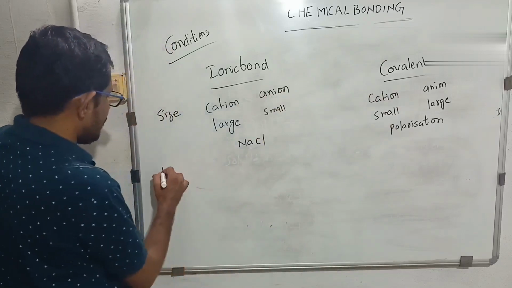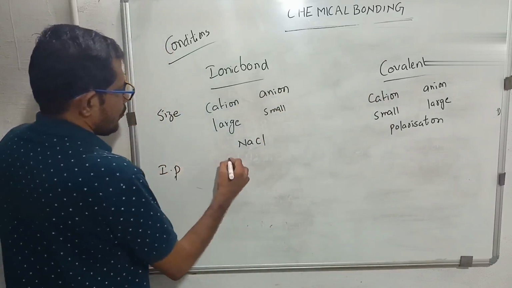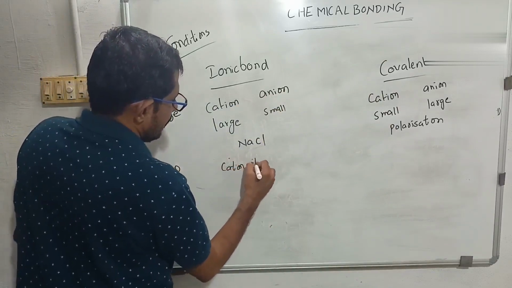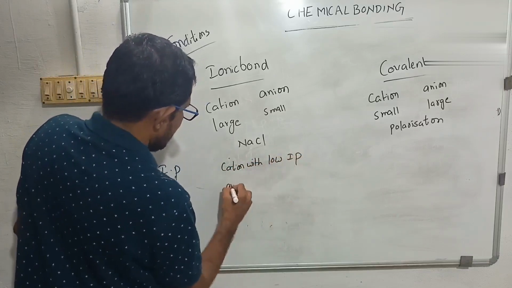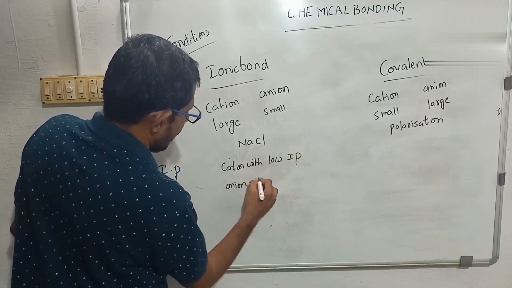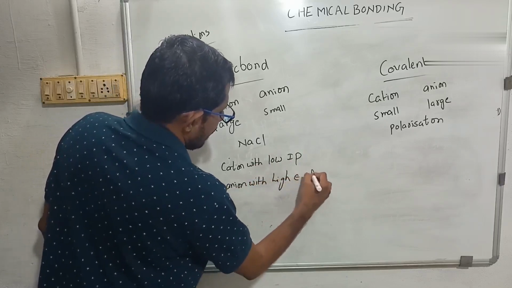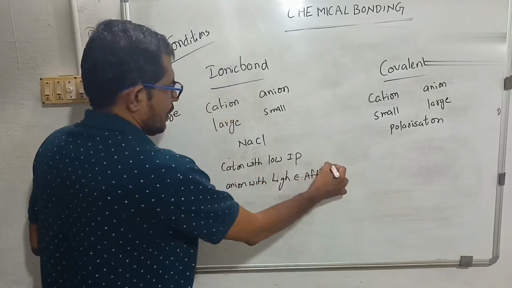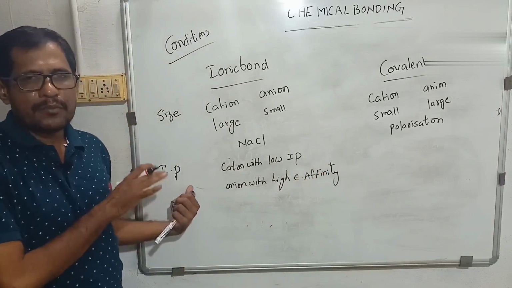And coming to the ionization potential: for the ionic bond, a cation with low ionization potential and an anion with highest electron affinity favor ionic bond formation. This also I am going to explain in periodic properties.